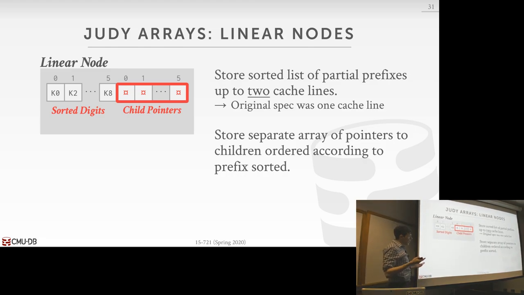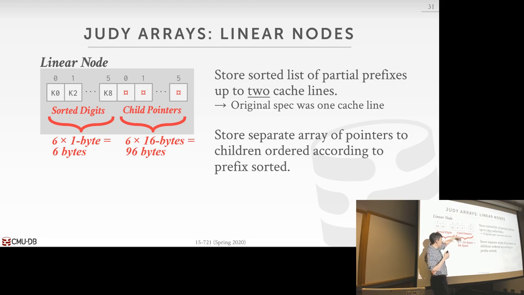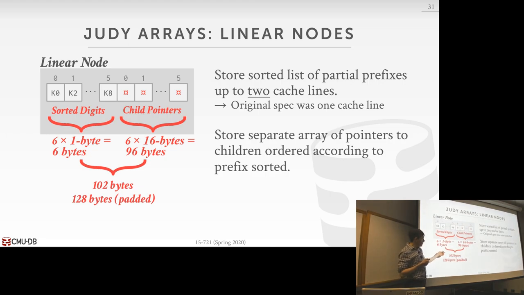In the original implementation of the Judy array, this thing was sized to be a single cache line. Now in 64-bit architectures, it's going to be two cache lines. The digits are each 1 byte, and you can store six of these, so that's 6 bytes total. Then the pointers are 128 bits, so 16 bytes, and I'll have six of these, so that's 96 bytes. In total, a single node would be 102 bytes. But now we need to be word aligned to our cache lines, so we'll pad it out and make this 128 bytes. So again, two cache lines is all it takes to fetch this one thing.